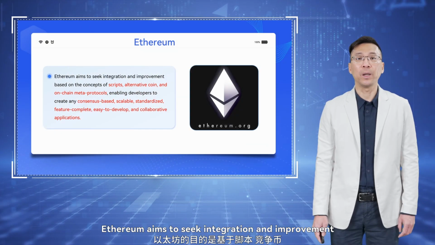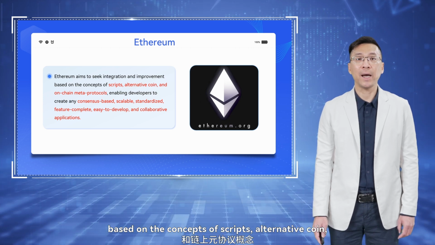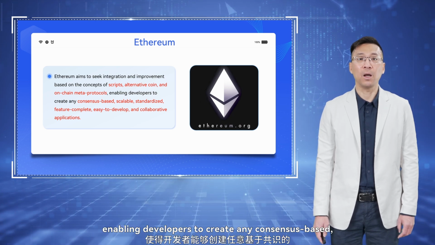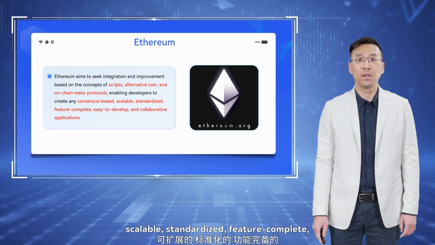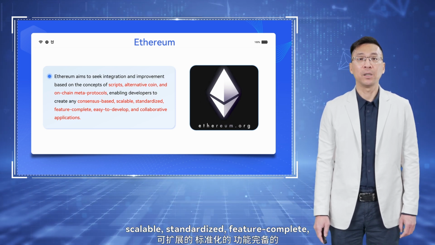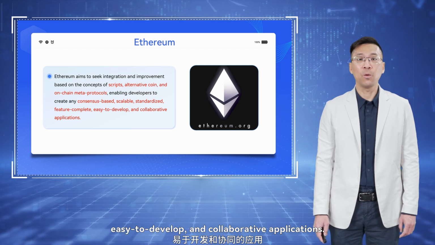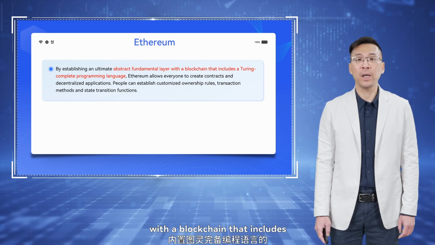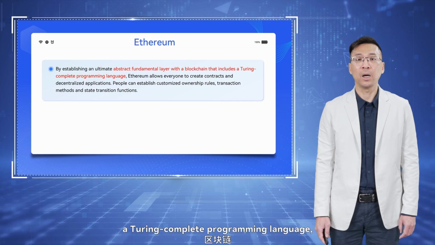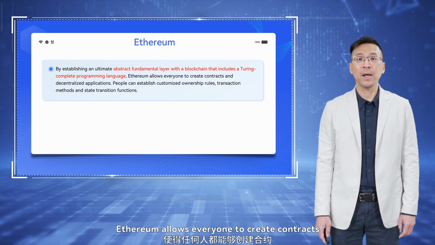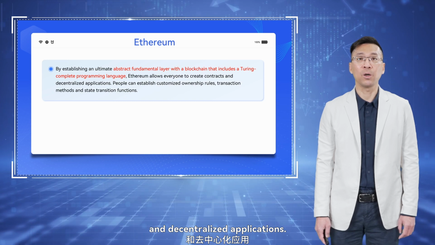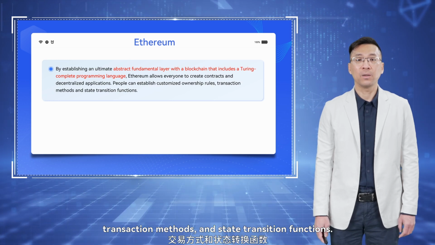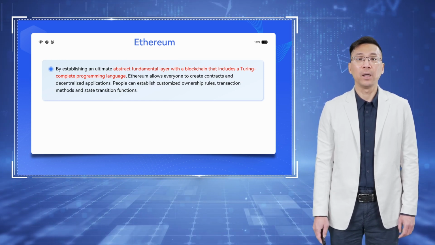Ethereum aims to seek integration and improvement based on the concepts of scripts, alternative coin, and on-chain metaprotocols, enabling developers to create any consensus-based, scalable, standardized, feature-complete, easy-to-develop, and collaborative applications. By establishing an ultimate abstract fundamental layer with a blockchain that includes a Turing-complete programming language, Ethereum allows everyone to create contracts and decentralized applications. People can establish customized ownership rules, transaction methods, and state transition functions.